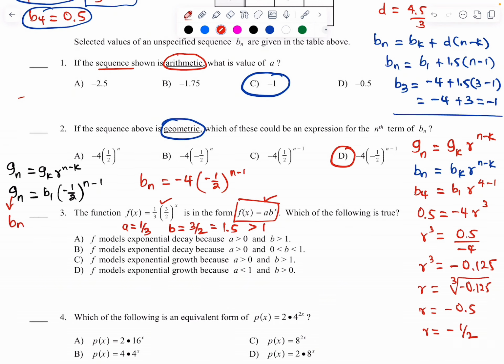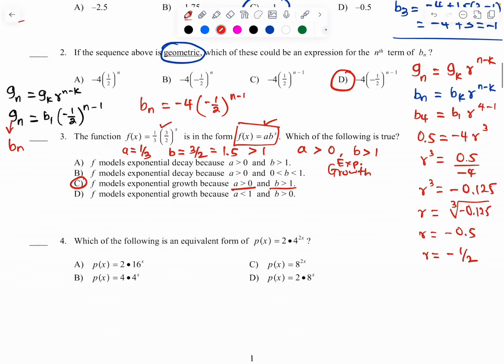And then we know that if our a is greater than 0, and then our b is greater than 1, we are going to have something that is called an exponential growth. So this one, we are going to have an exponential growth. And then in that case, you notice that your answer would be option C, because your a is greater than 0, and then your b is greater than 1. Let's move to question 4.